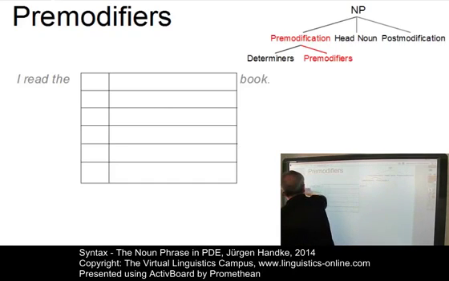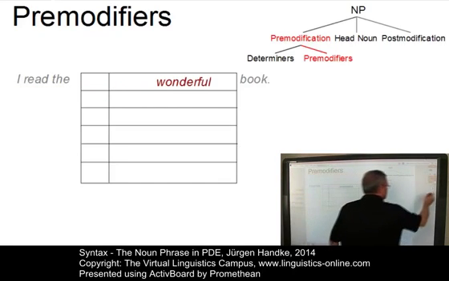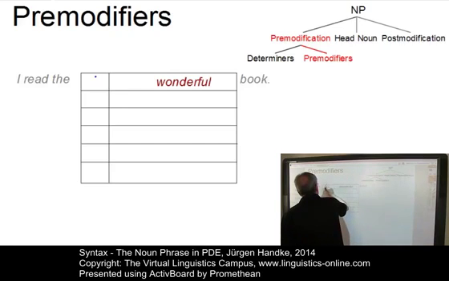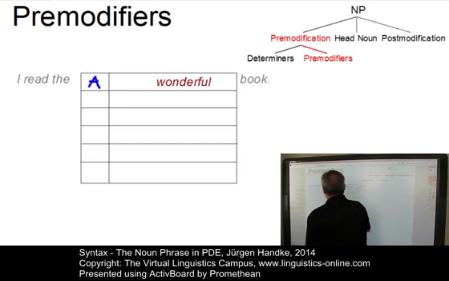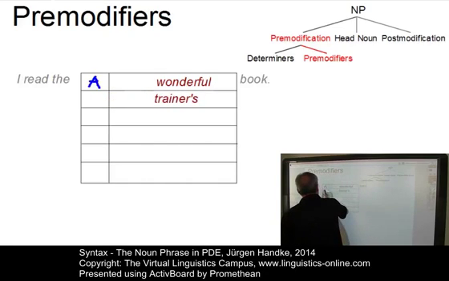For example, we have simple adjectives. So let's write down A for adjective here. We have genitive constructions. I read the trainer's book. Genitive.